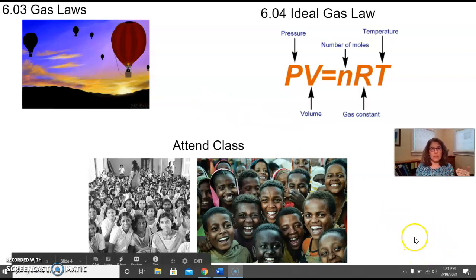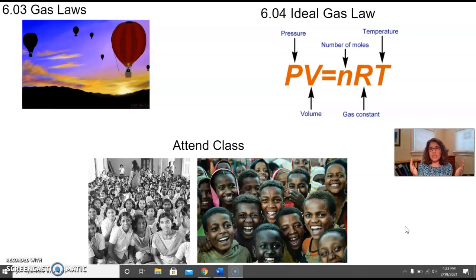You already have some experience with what might happen if you increase the pressure inside of that balloon or decrease the pressure, if you increase the temperature, or if you reduce or increase the volume. You're going to be thinking about that from a molecular perspective, and you're going to be applying some formulas and equations that relate those variables to each other.